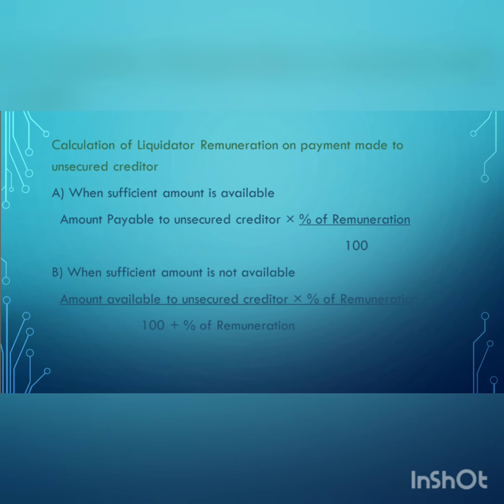If sufficient amount is available, then the formula is: amount payable to unsecured creditors multiplied by percentage of remuneration divided by 100. If sufficient amount is not available, then the formula is: amount available to unsecured creditors multiplied by percentage of remuneration divided by 100 added to percentage of remuneration.